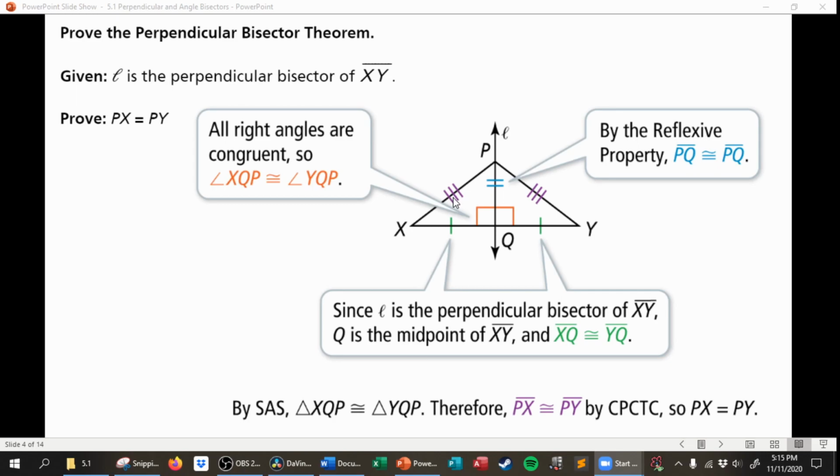So what we can do, though, is our old buddy side angle side. And that is simply this. I draw this line through here. Well, isn't PQ always going to be congruent to PQ by the reflexive property? So there's our first side. We know from topic 1 that all right angles are congruent.